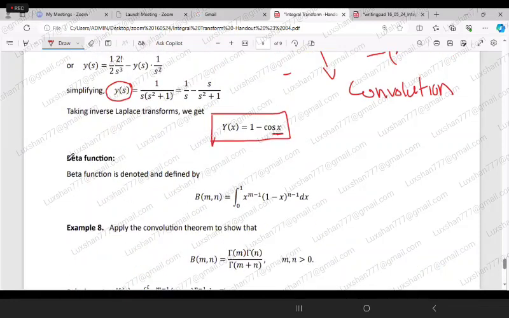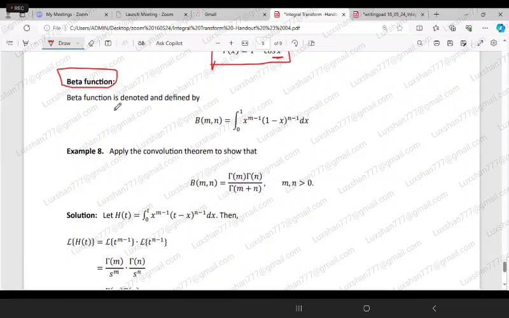Yeah, let's discuss this sort of beta function. We have 7 minutes now, so we will discuss that also. Right. So the beta function is a function like this. Okay, it's defined this way.